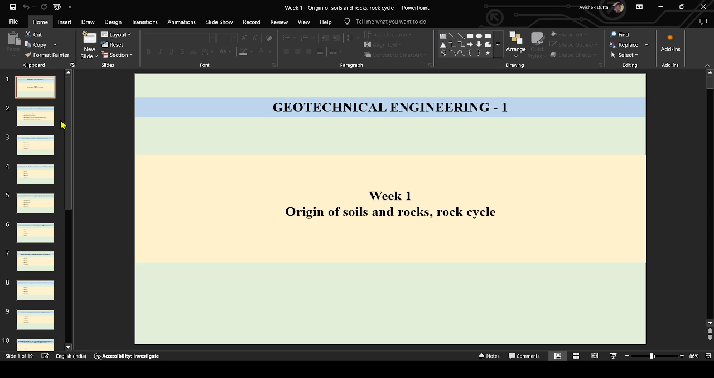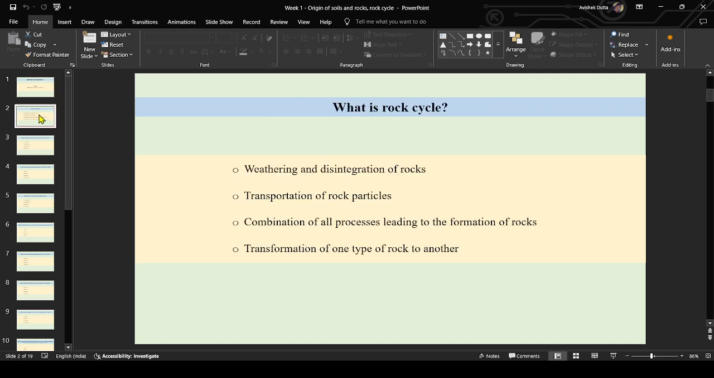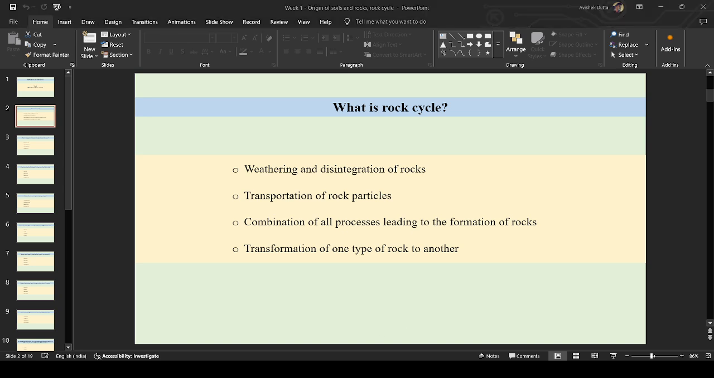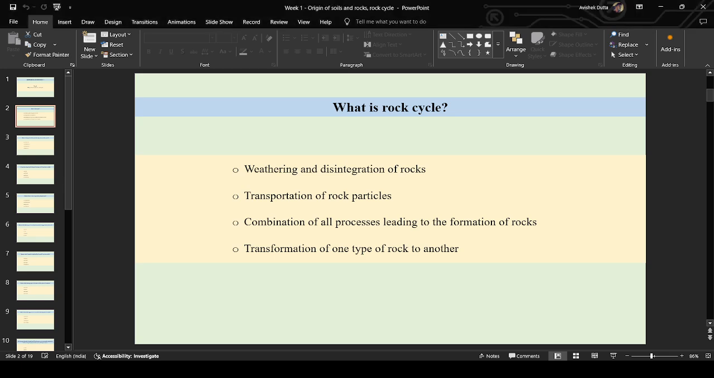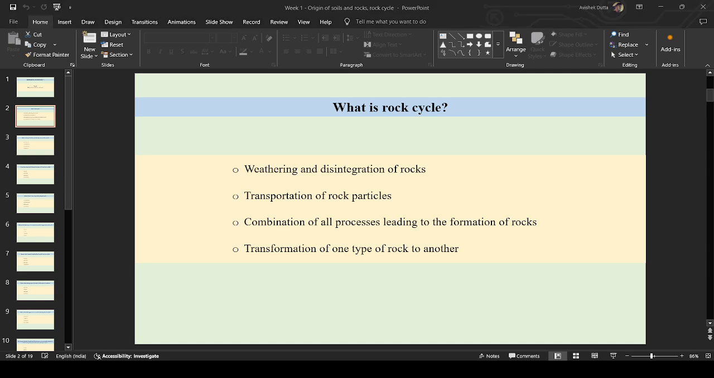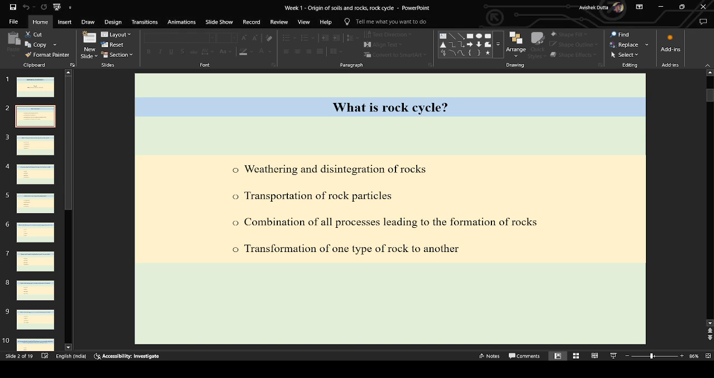The first question was, what is rock cycle? Any answer? Combination of all processes leading to the formation of rocks. Yes, that is the correct option.